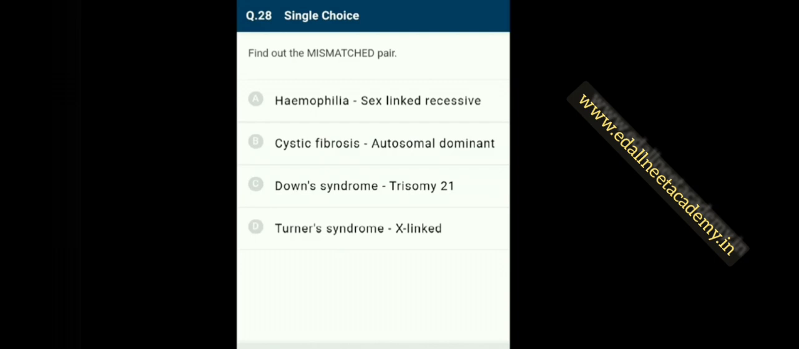Cystic fibrosis is a hereditary genetic autosomal recessive disorder of the respiratory system. It is caused due to the mutation in the CFTR gene. This condition occurs in an individual when both the alleles of CFTR are affected. So the answer is option B. Cystic fibrosis, autosomal dominant, that is the mismatched one.